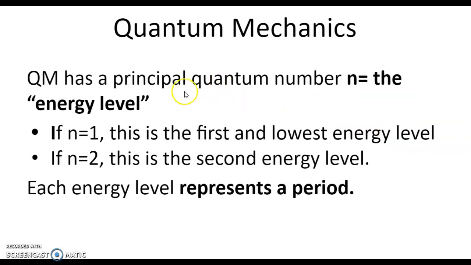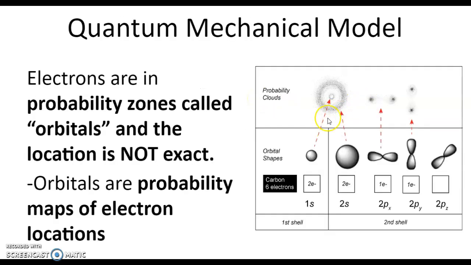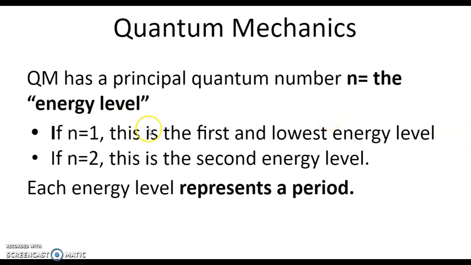In quantum mechanics, each energy level is going to be referred to as a principal quantum number. n refers to the energy level, which refers to the number of shells. So if n equals 1, this is going to be the first and lowest energy level. It's also going to be the one closest to the nucleus. If n equals 2, then we move up an energy level, and this is going to be a little bit of a higher energy.